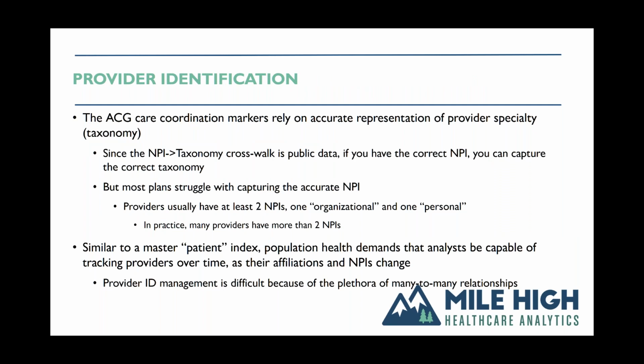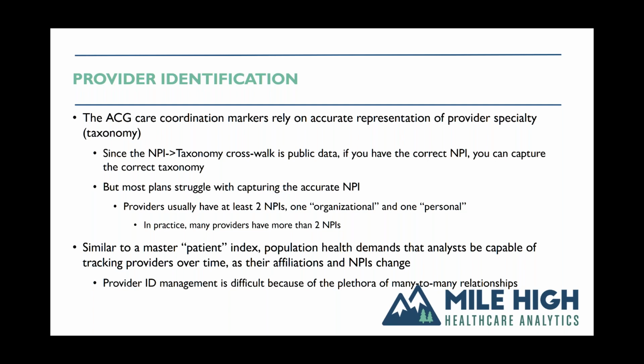By the same token, provider identification is actually harder because of the many relationships between providers and groups and hospitals and so forth. But again, if you don't have accurate NPIs and taxonomy, now it's true that the NPI taxonomy crosswalks are public data. So if you have an NPI, you can get the taxonomy. The complexity is that providers can have multiple taxonomies assigned to a particular NPI, and providers have multiple NPIs. They're officially only supposed to have 2, but in practice they have many, many more than 2.